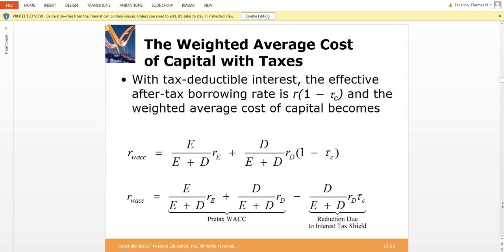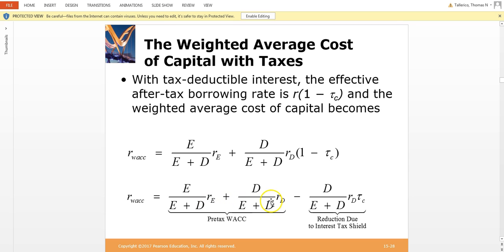Okay, so if I've got tax deductible interest, as I normally do if a company issues debt, the effective after-tax borrowing rate, similar to your mortgage, is as shown here. And you can get your weighted average cost of capital depending on your mix of equity and debt. So here's your pre-tax weighted average cost of capital. This is the equity component, and this is the ratio of how much equity you have to your total valuation. And here is your debt ratio, and here's your cost of capital on the debt.